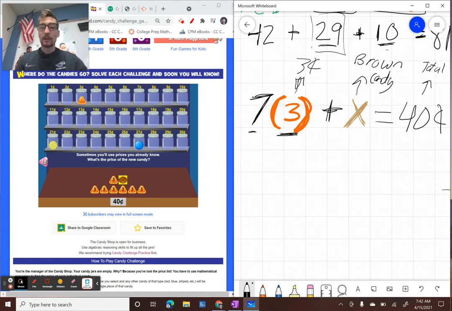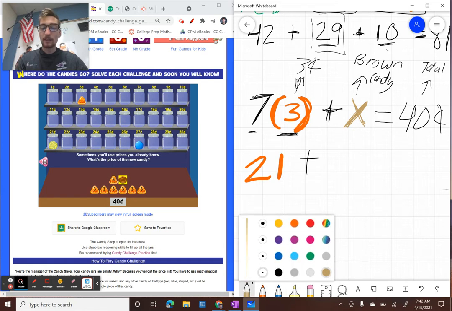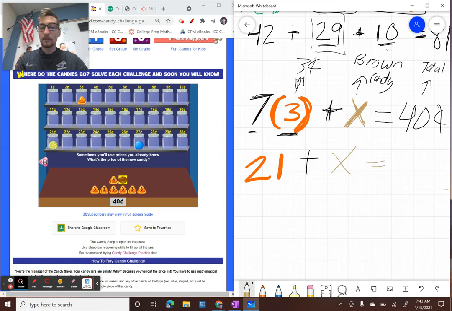So now I need to solve for X here. So first off, I'm going to do the 7 times 3, which gives me 21. That's the cost of all the orange candies. Plus the brown candy equals 40. So how do we get X by itself? Well, right now it's paired with positive 21. So I'm going to need to subtract 21 to get X by itself.